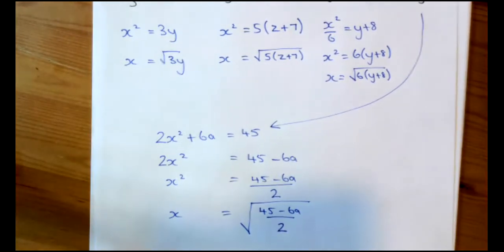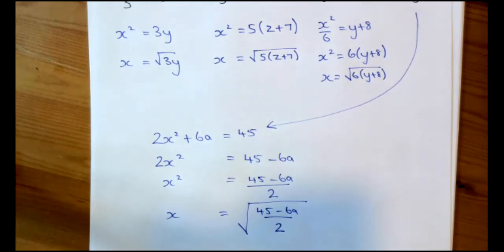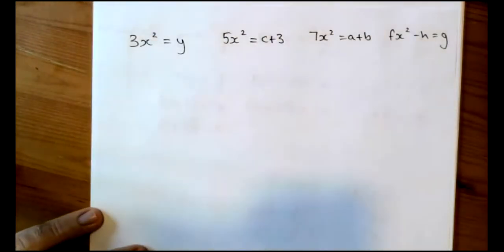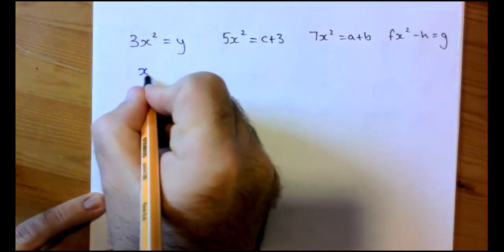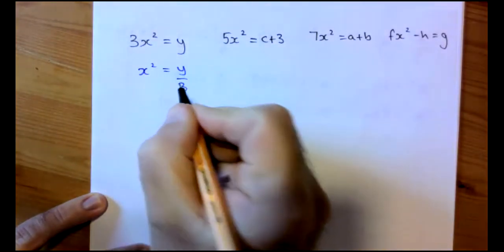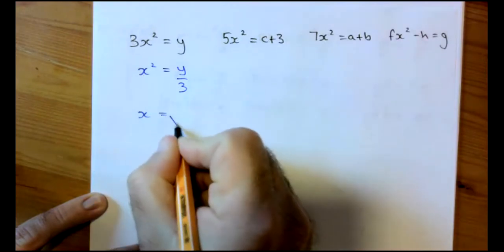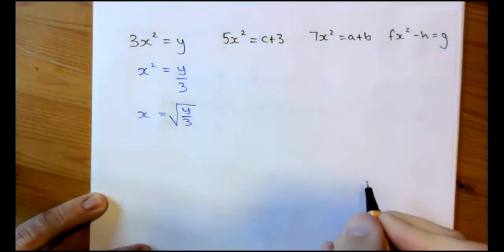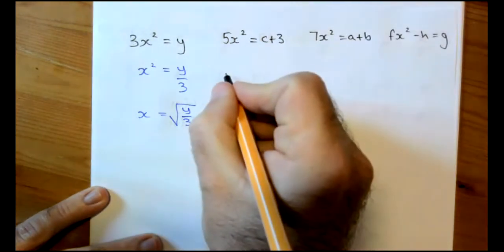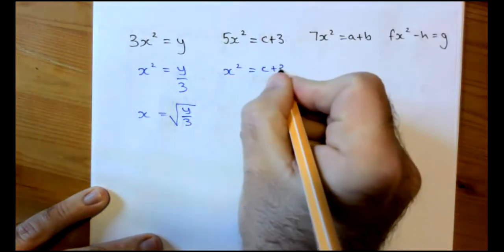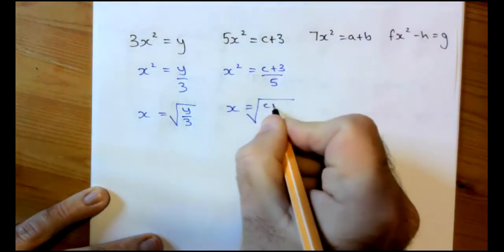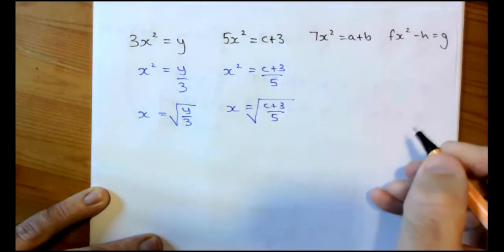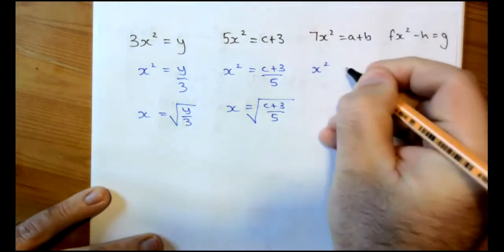Okay, so make sure you've done any corrections you need to for those first 4 questions. And now we'll do the next 4. So I've got 3x squared equals y. So let's divide both sides by 3 and then square root both sides. Divide both sides by 5 and then square root both sides. Divide both sides by 7.